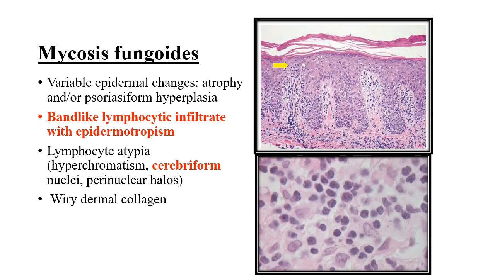Second differential is mycosis fungoides. In this, there will be variable epidermal changes. Atrophy and/or psoriasiform hyperplasia is seen. Band-like lymphocytic infiltrate with epidermotropism. Lymphocytic atypia is seen, that is hyperchromatic cerebriform nuclei with perinuclear halos. Also, there is wiry dermal collagen. In this picture, we can see psoriasiform hyperplasia with atypical epidermotropic lymphocytes. And this is a high power view of the same.